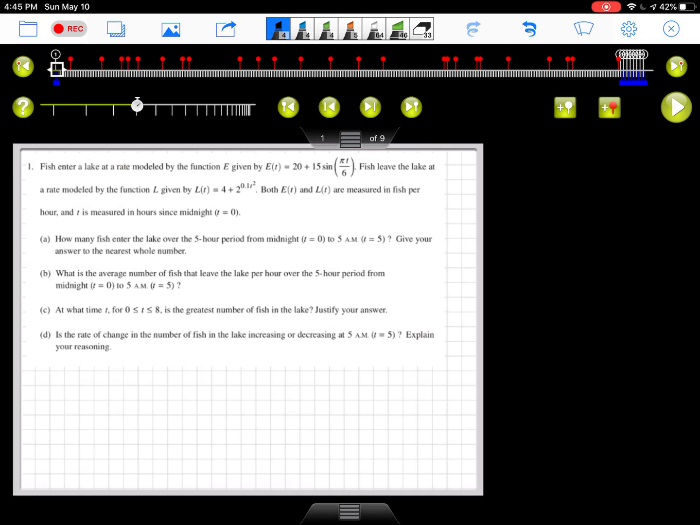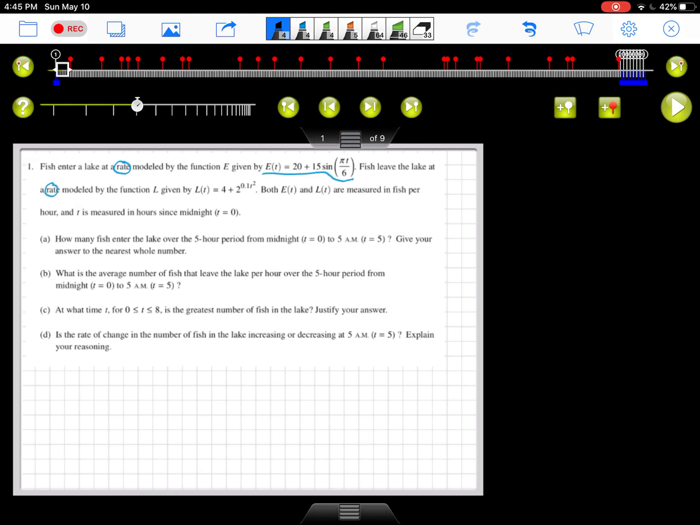All right, I'm going to try something a little different so we can see the calculator here. But here we go. This is the fish FRQ. It tells us that fish enter our lake at a rate modeled by a function E given by this right here. So that's a rate function. Pay attention to that, people.